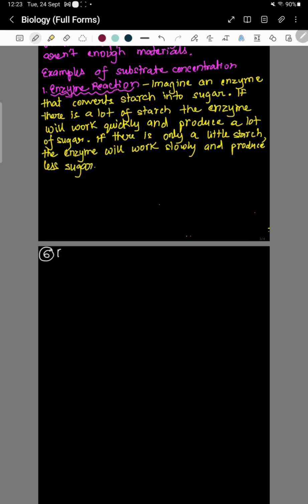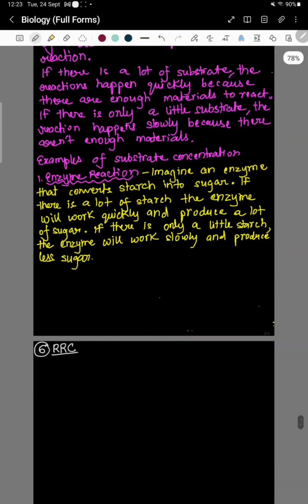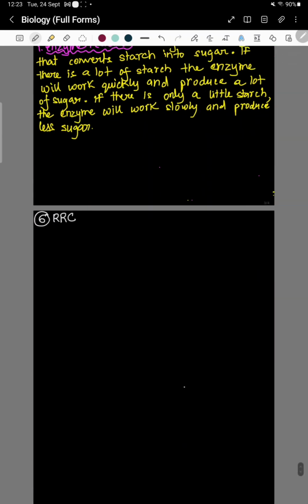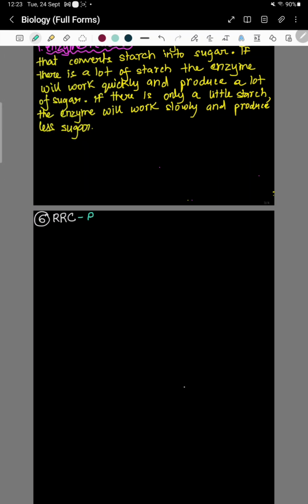Number 6, RRC. Now, RRC stands for what? RRC stands for respiratory rhythm center.